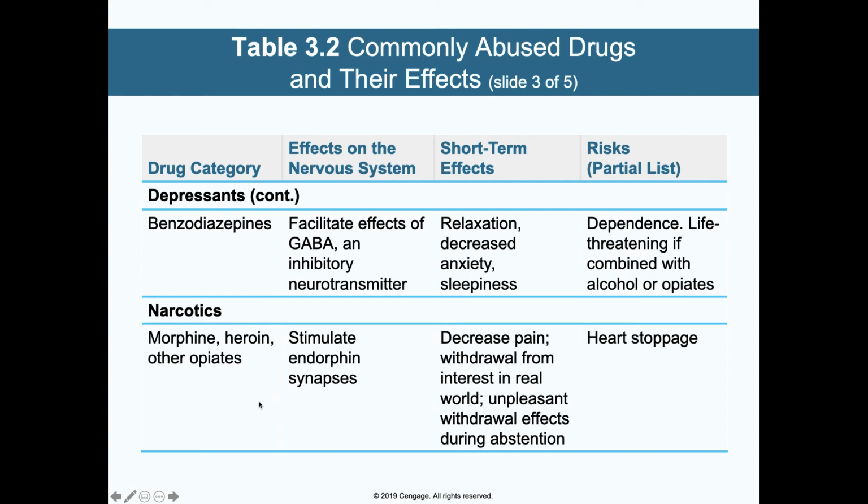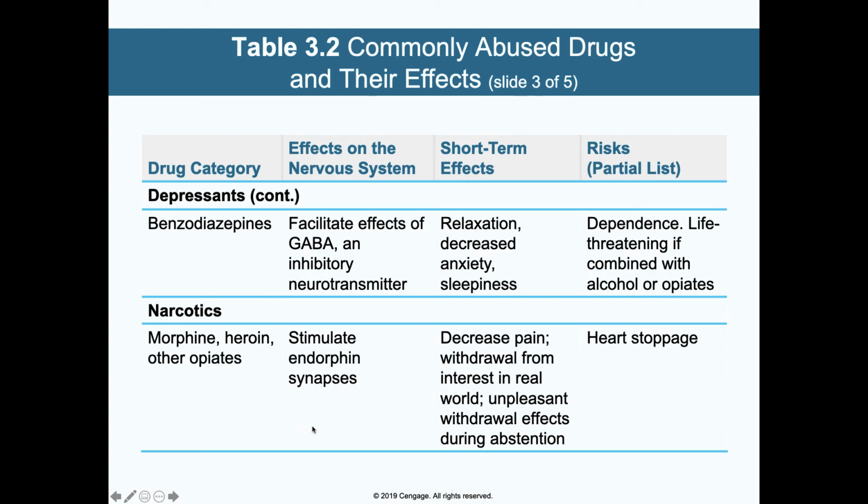With some risks that are life-threatening in this case, okay? Then we have another category, that's the category of narcotics. Under that category falls items like morphine, heroin, other opiates, which, as you know, is one of the biggest issues we have with drugs and drug users in society today.